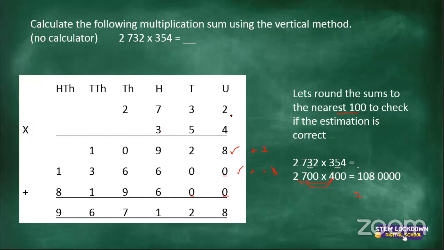So 3 times 2 is 6. 3 times 3 is 9. 3 times 7 is 21. So we put our 1 here and we carry our 2 here. And then we say 3 times 2 is 6. 6 plus this 2 here is 8. And we're done with the third step.